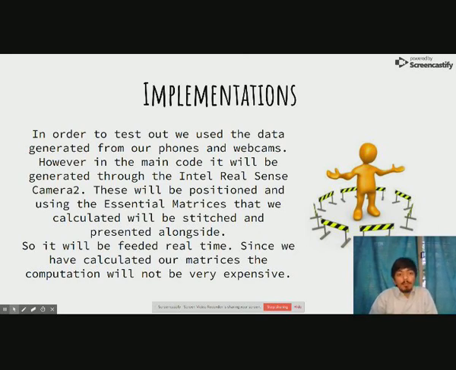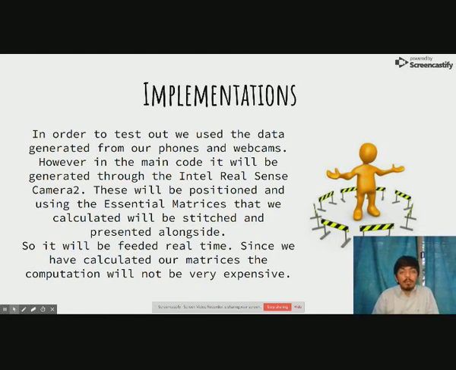These will be positioned, and using the essential matrices that we calculated, it will be used to stitch them and present them alongside. The current implementation did not involve these cameras, and therefore we were not able to take depth into account, which is why we use the stitching algorithms we used till R1. However, since we are able to calculate the essential matrices, we only need to pivot that code and it will be able to work fine along with Intel RealSense cameras as well.